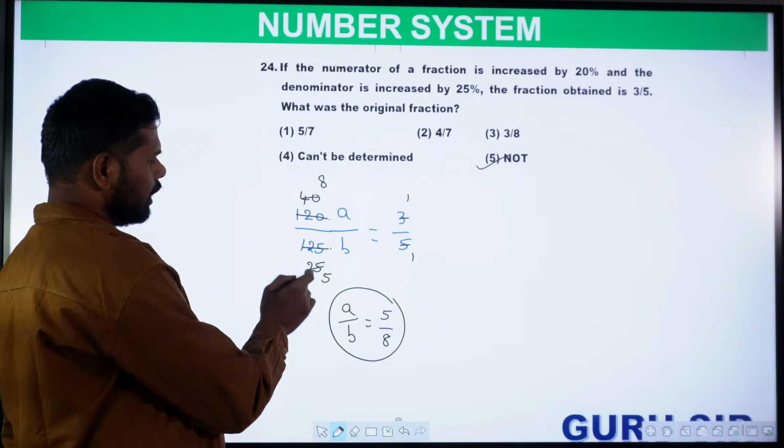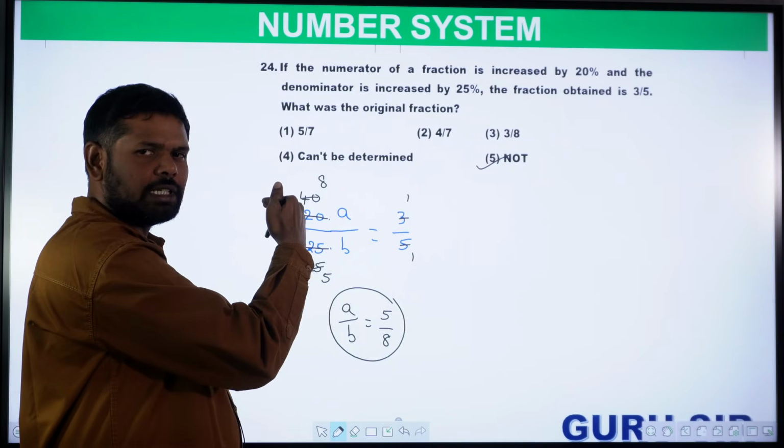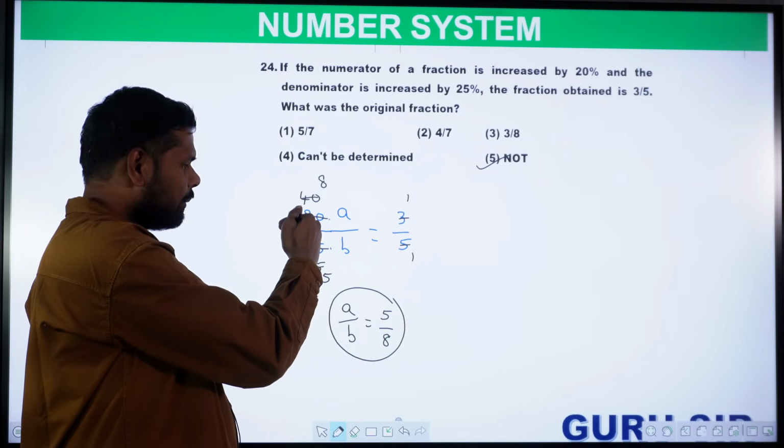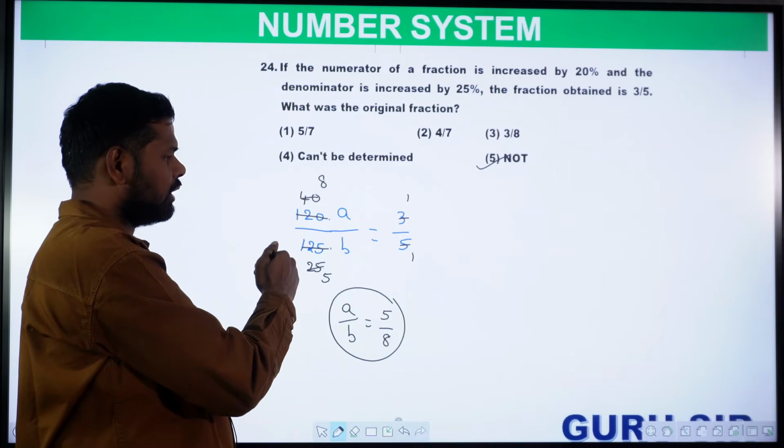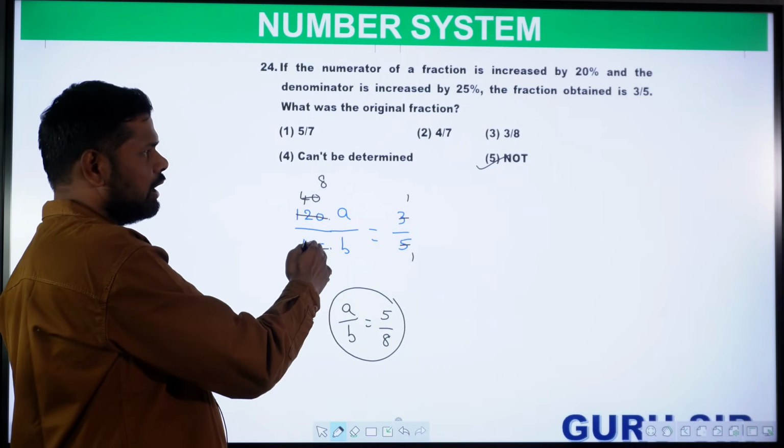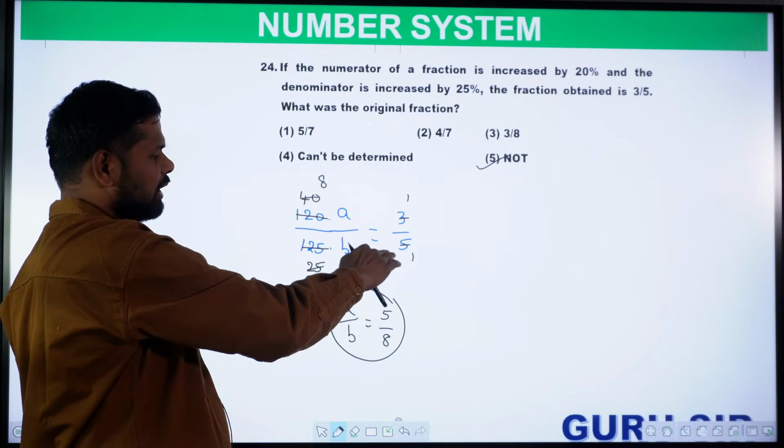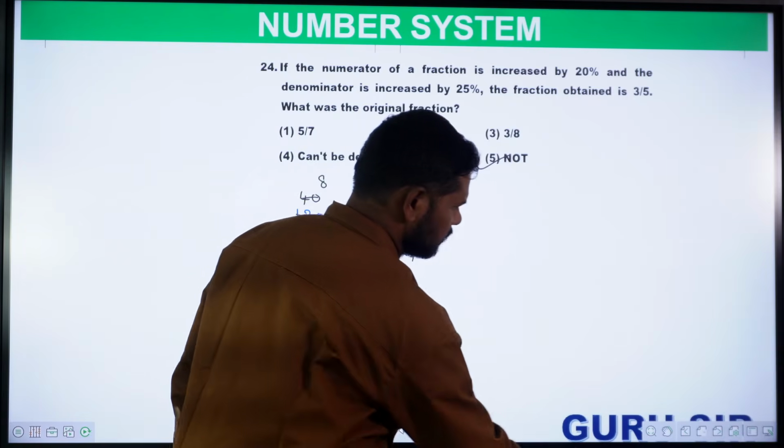So simple. Numerator is increased by 20%, then it becomes 120. Denominator is increased by 25%, it becomes 125. After that the fraction is obtained as 3 by 5. So by solving we are getting this 5 by 8.